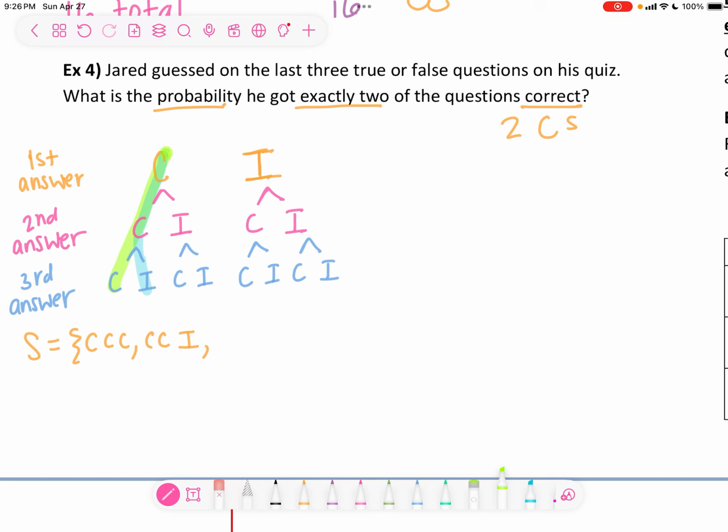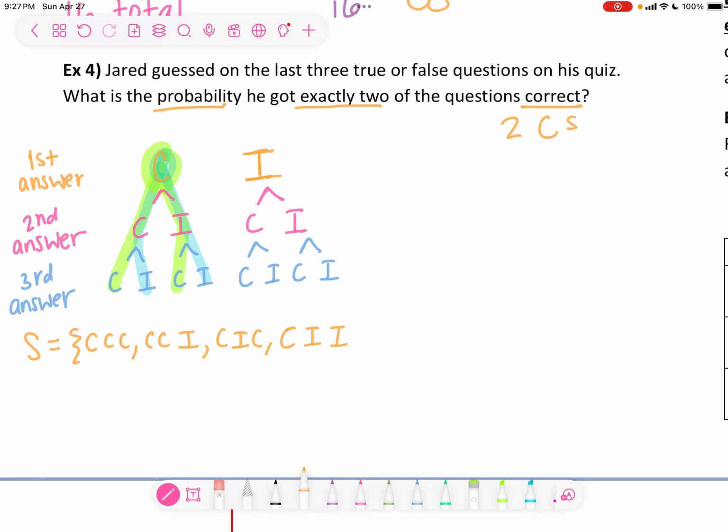Next option, still starting at C, but going incorrect, then back to correct. So C, I, C. And then the last one over there is going to be C again, but I and then I. So C, I, I.